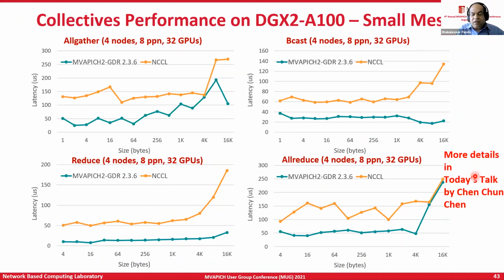So then in the latest release, we have also optimized for the DGX-2 800 system. As you know, this has a lot of HCAs and all. Here are some sample numbers we are showing for all the collectives.